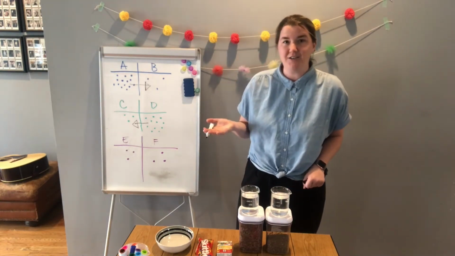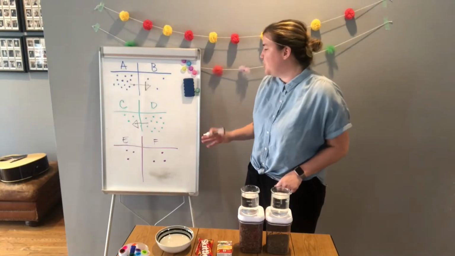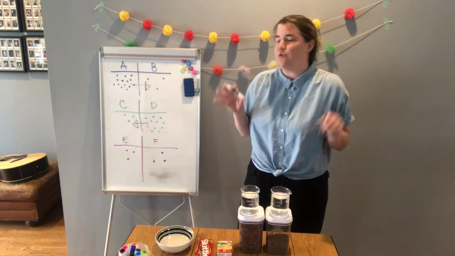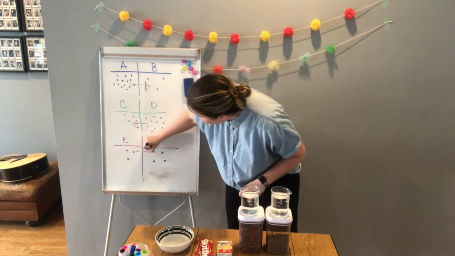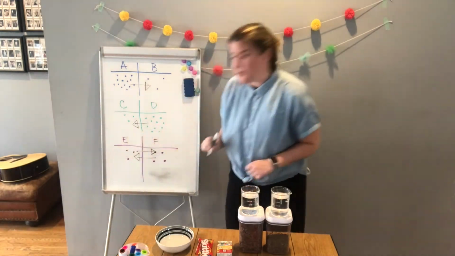Where is there a high concentration? There isn't really one. E and F look about the same. So where are molecules gonna move? They're not just gonna stand still. So molecules are gonna move both from E to F and from F to E.